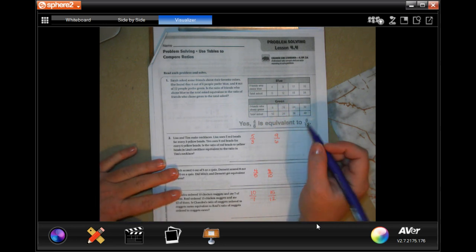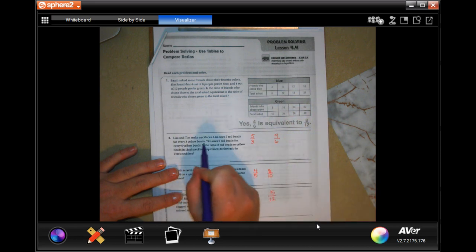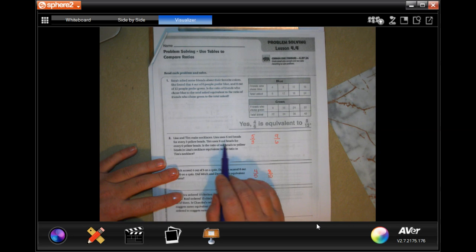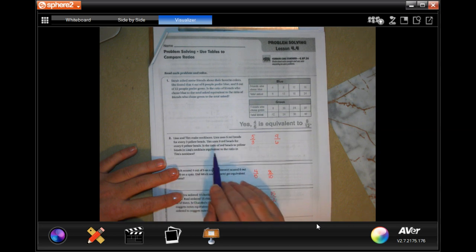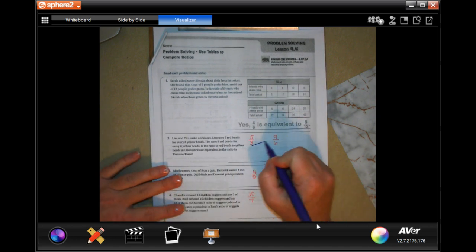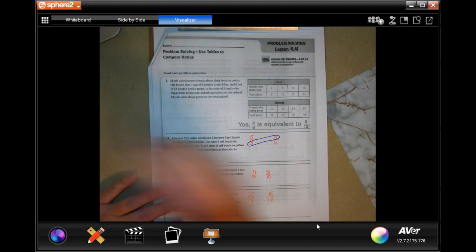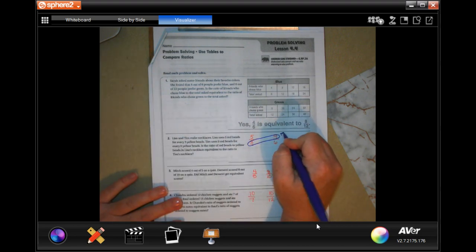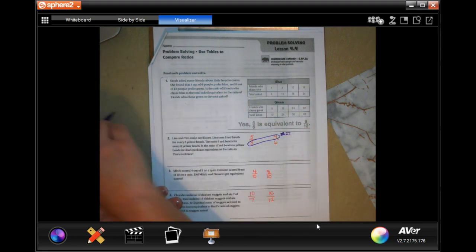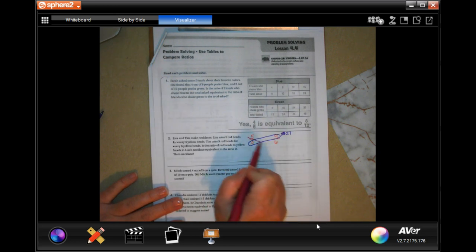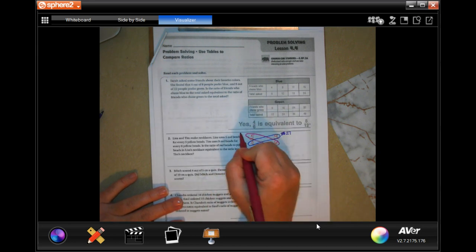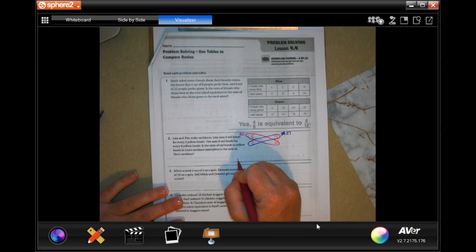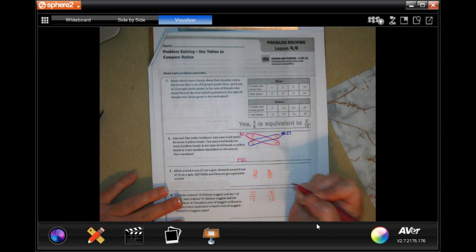Lisa and Tim make necklaces. Lisa uses 5 red beads for every 3 yellow beads. Tim uses 9 red beads for every 6 yellow beads. Is the ratio of red beads to yellow beads in Lisa's necklace equivalent to the ratio in Tim's necklace? So we're going to cross multiply. Oh, sorry, that's 27, not 18. And 5 times 6 is 30. So no, and your work is sitting right there.